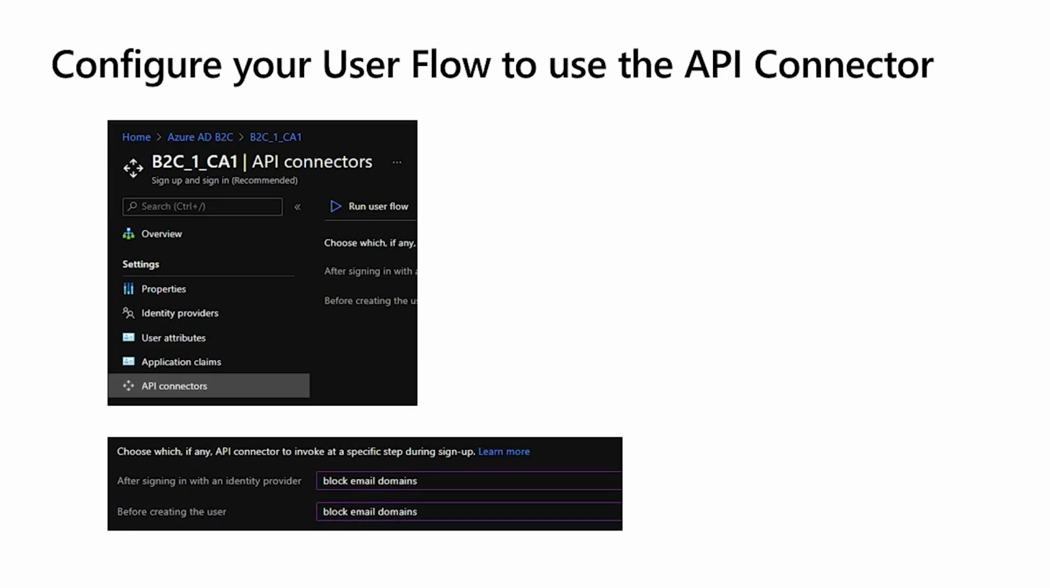Your API connector is now available to any user flow, but for the API to get called, we must select a particular user flow and configure your API connector to be called. So find and select your user flow in the Azure AD B2C Blade, and then click the API connectors menu. Here you can see two options for the API to be called, either after sign in with a federated account or before creating the local user account. So in this case, we can select the block email domains API connector for both scenarios in this demo.